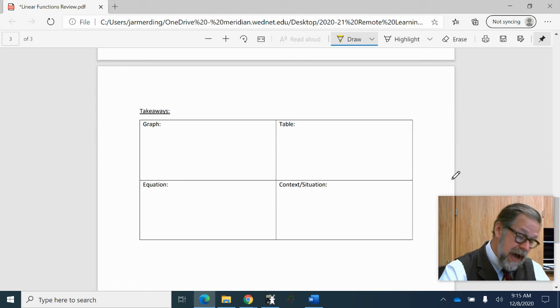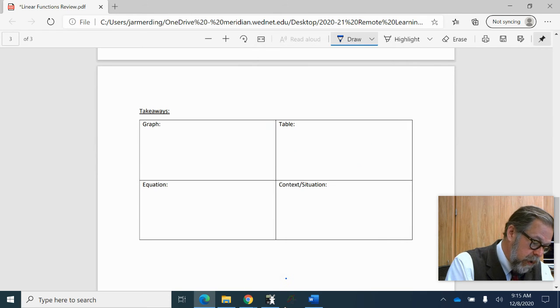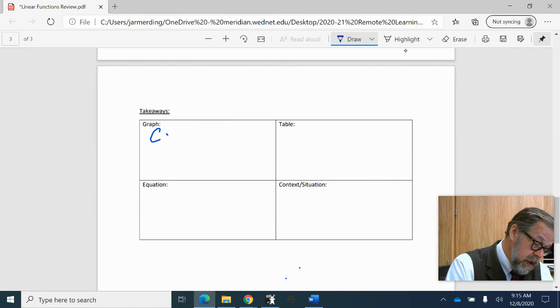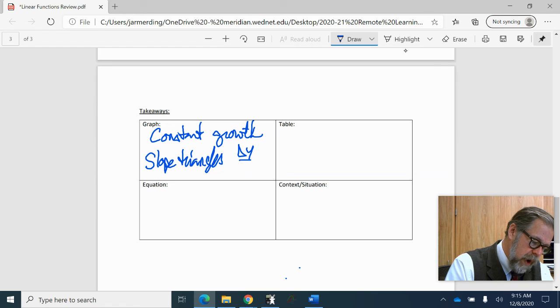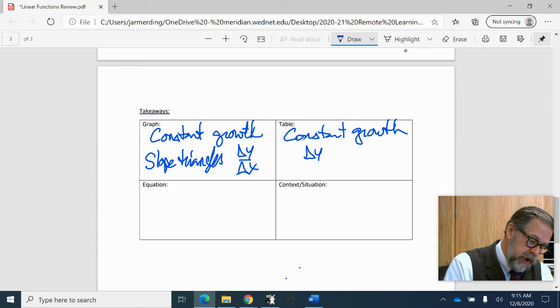Okay, takeaways very quickly. What do you need to take away? First off, on a graph, we're looking for constant growth. And the key is slope triangles. Change in y over change in x. On a table, looking for constant growth. And we're also going to use change in y over change in x for pairs of points.